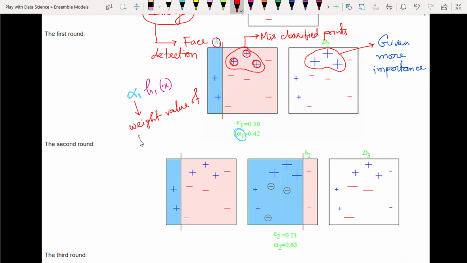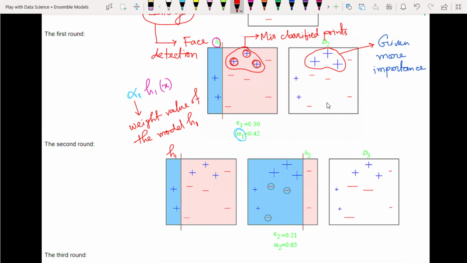This is the simple weight value of the model H1. Okay. Now we have been building the data set D2 using the help of this model H1. Now using this data, this is the first model, this is the simple H1 that we have built.